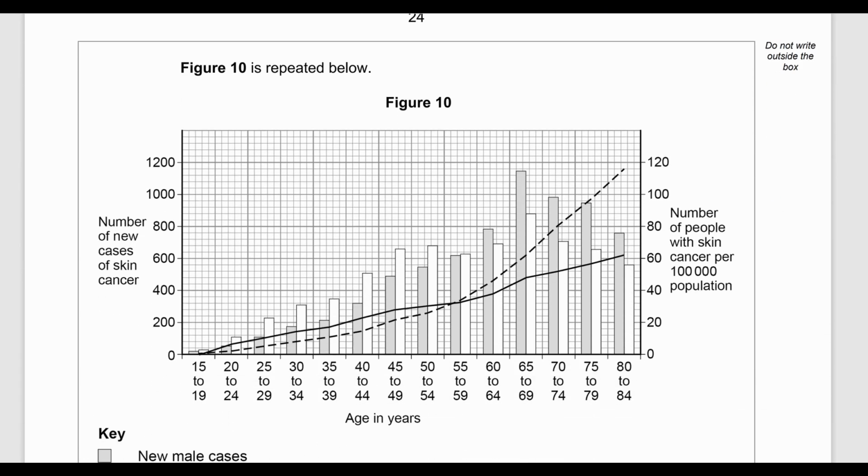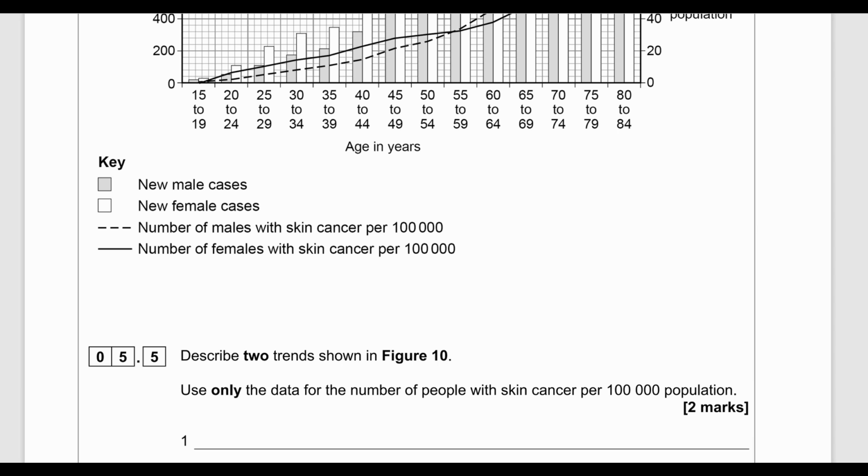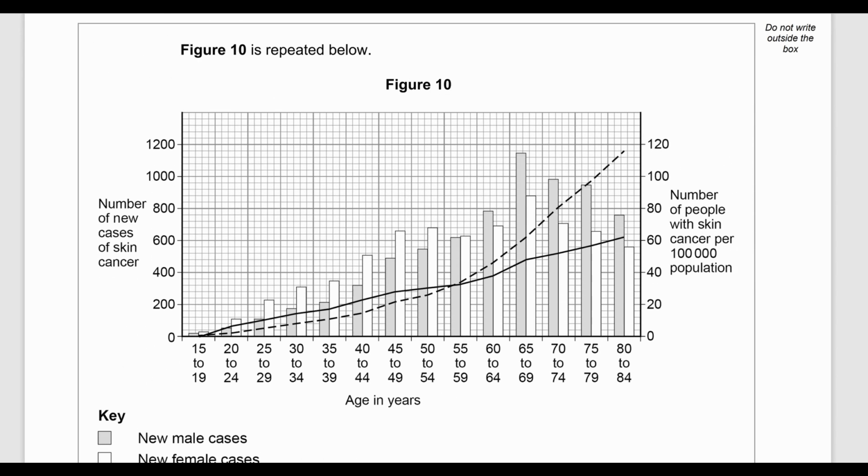Figure 10 is repeated below. Okay, exact same graph. So that means that we're going to need to use it again. 5.5. Describe two trends shown in figure 10. Use only the data for the number of people with skin cancer per 100,000 population. So we're doing a similar thing to above, but this time we're focusing on the lines, so on the y-axis on the right.